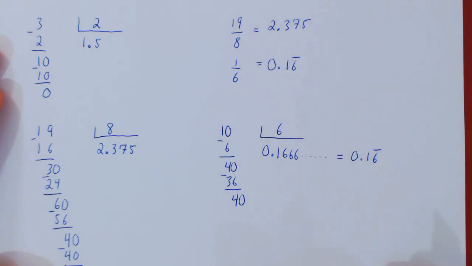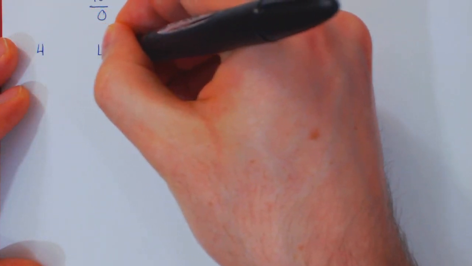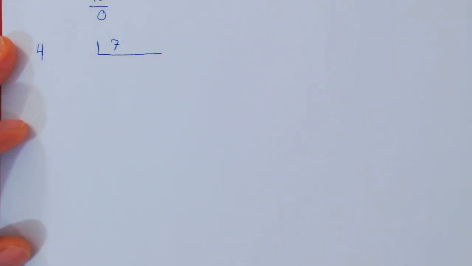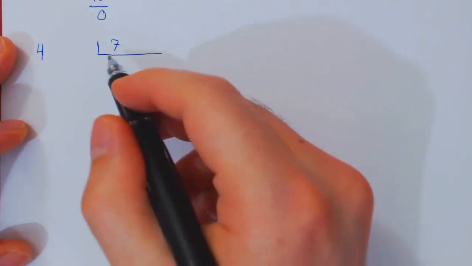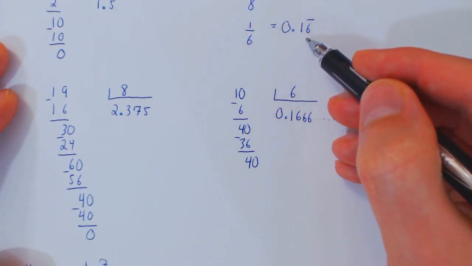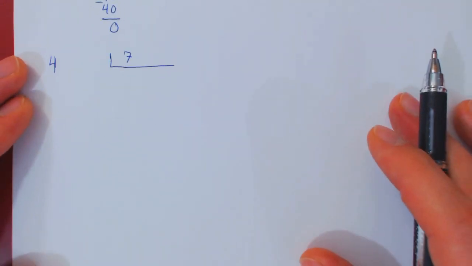Let's do one last example. And in this case, we will divide 4 by 7. And this may seem like a simple problem, and it is, but it also is very interesting. As in the case of 1 over 6, only one integer repeats infinitely often. Well, let's see what happens in the case of 4 over 7.